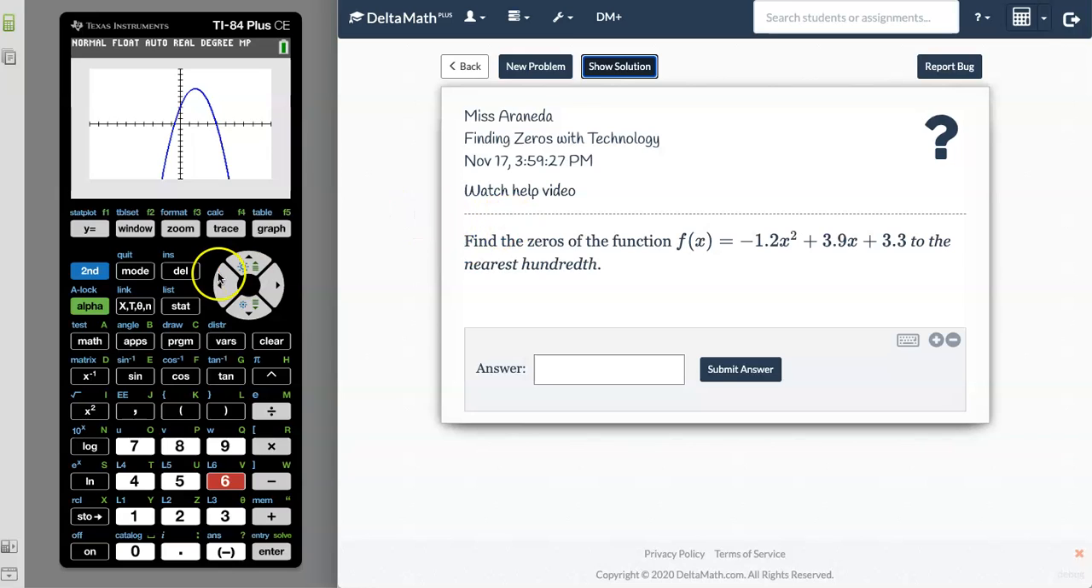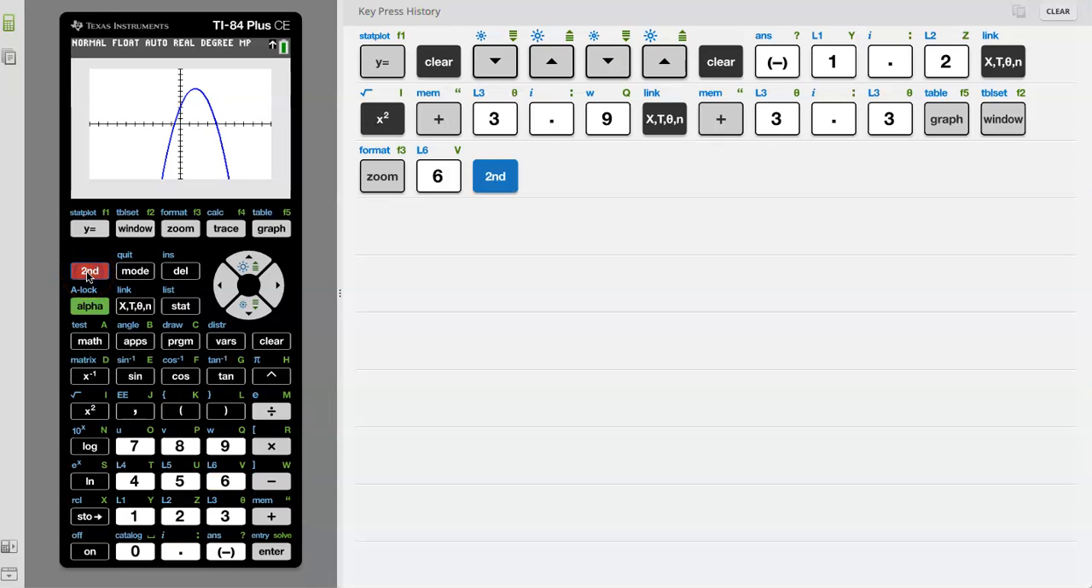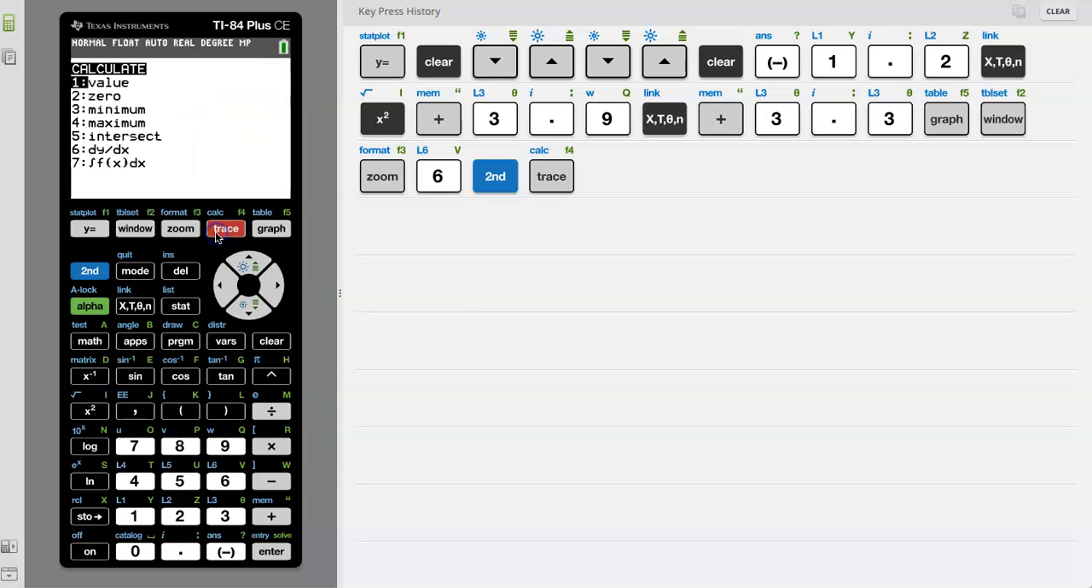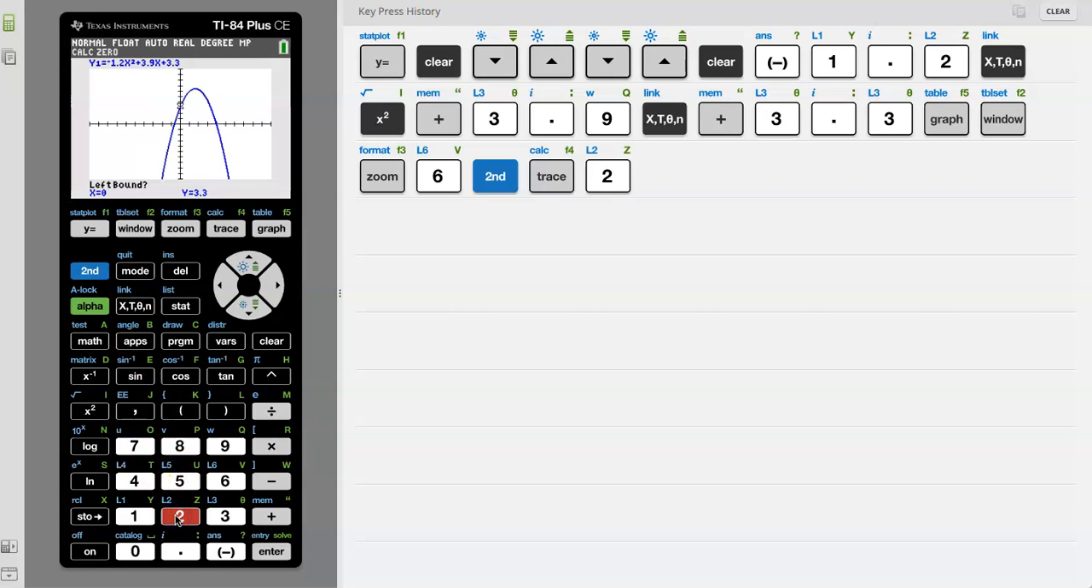So we're going to use the calculator feature that's going to exactly calculate our zero. We want to use this calc option right here, which is right above trace. So I'm going to press the second button first, so second, and then trace, which brings up my calculate menu. And I want to choose option number 2, zero. So 2, and there we go.